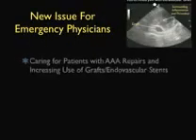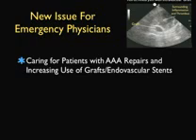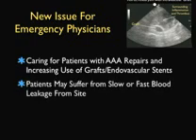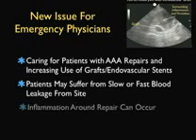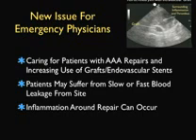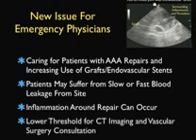A new issue for emergency physicians caring for patients who have undergone repair of a AAA in the past is that they may represent to the ED with complications of the repair. In the past, open repair of a AAA with placement of a graft was more common. Nowadays, what's becoming more in vogue is closed repair with endovascular stenting. However, in patients who have undergone either of these procedures, they may represent to the ED with slow or fast blood leakage from the site of the repair. Also, inflammation around the repair can occur, causing an inflammatory area around the graft.